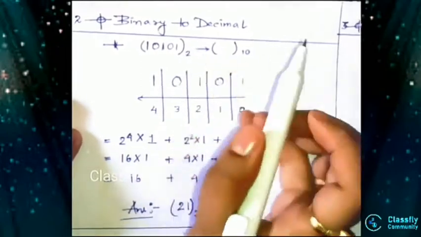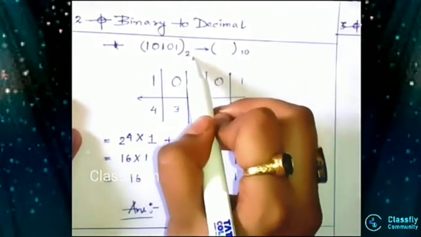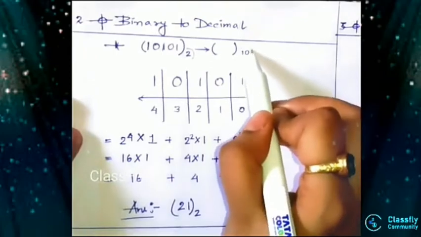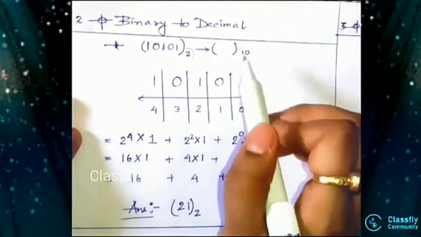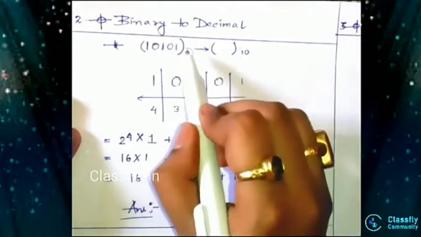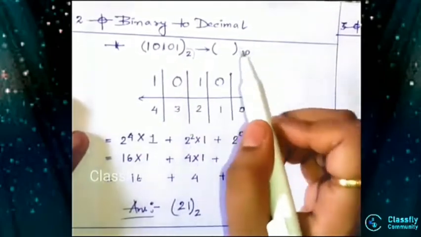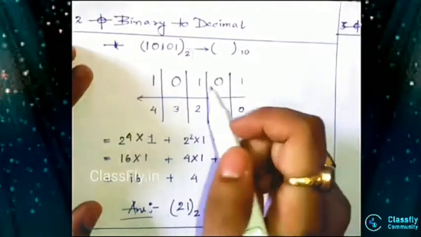I told you, whenever you get a question, you will see one base is given, and the base in which you have to convert it is also given. Here it's 10, so that means it's decimal. And here it is 2, that means this is the binary number. Now how will we convert it into decimal?